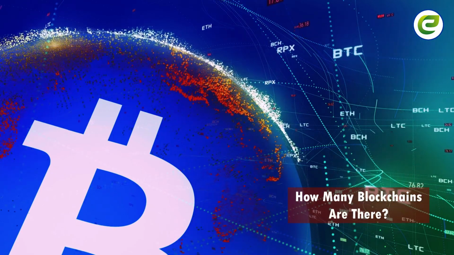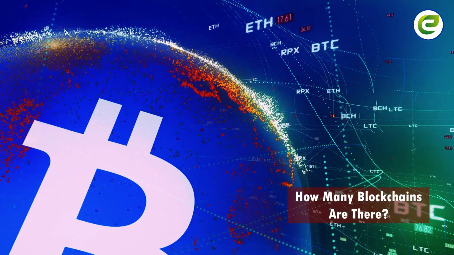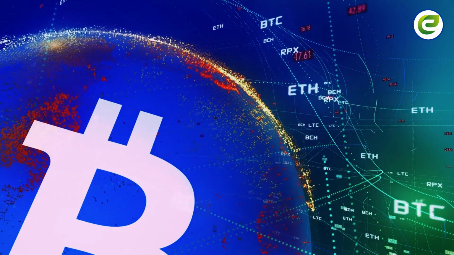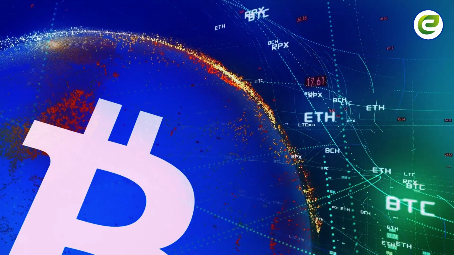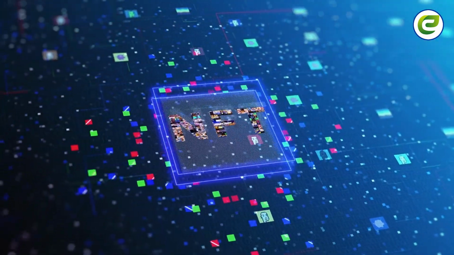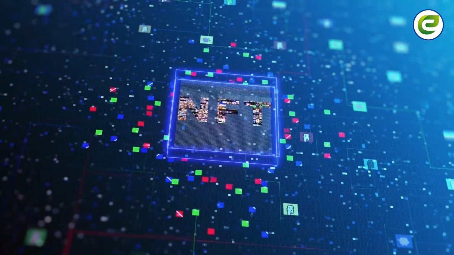How many blockchains are there? The number of live blockchains is growing every day at an ever-increasing pace. As of 2022, there are more than 10,000 active cryptocurrencies based on blockchain, with several hundred more non-cryptocurrency blockchains.